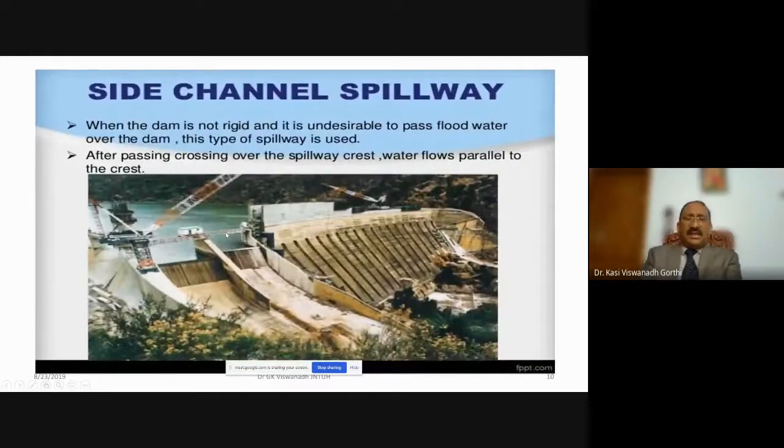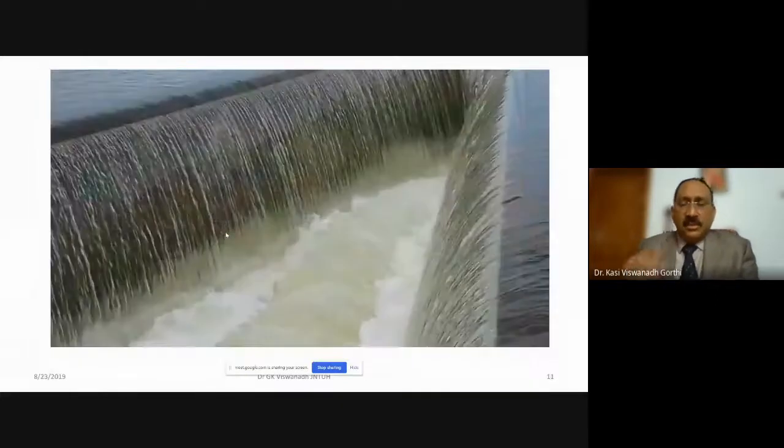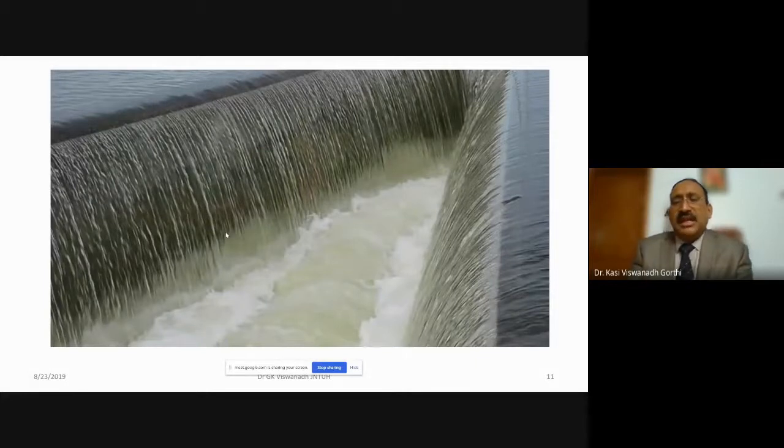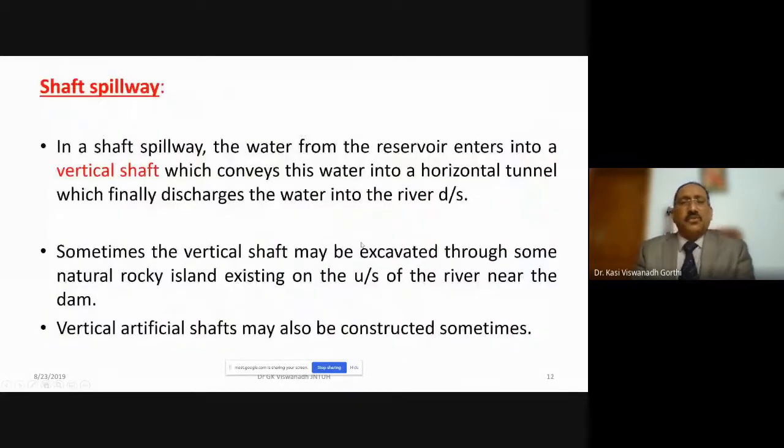So when the dam is not rigid and it is not undesirable to pass the floodwater over the dam, naturally this type of spillway will be preferred. After crossing over the spillway crest, water flows parallel to the crest. So this is how the flow of water through a side channel works along the crest.